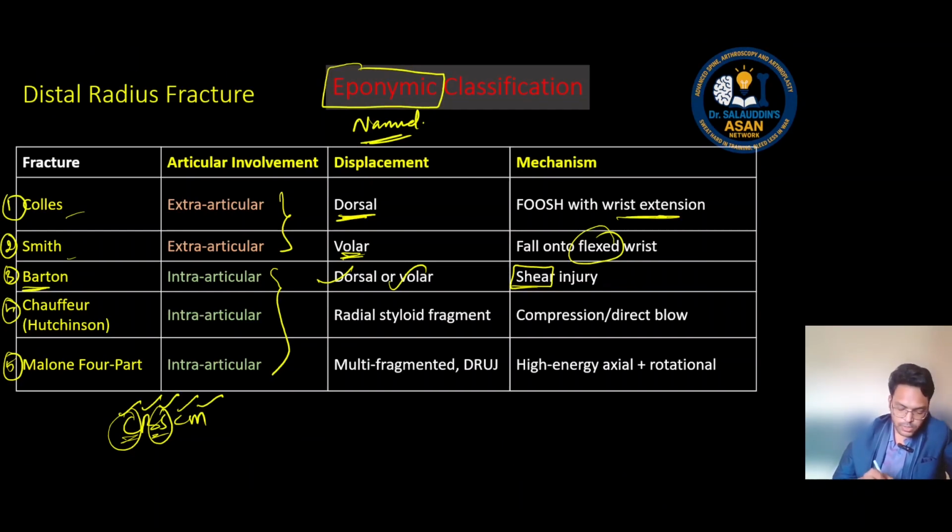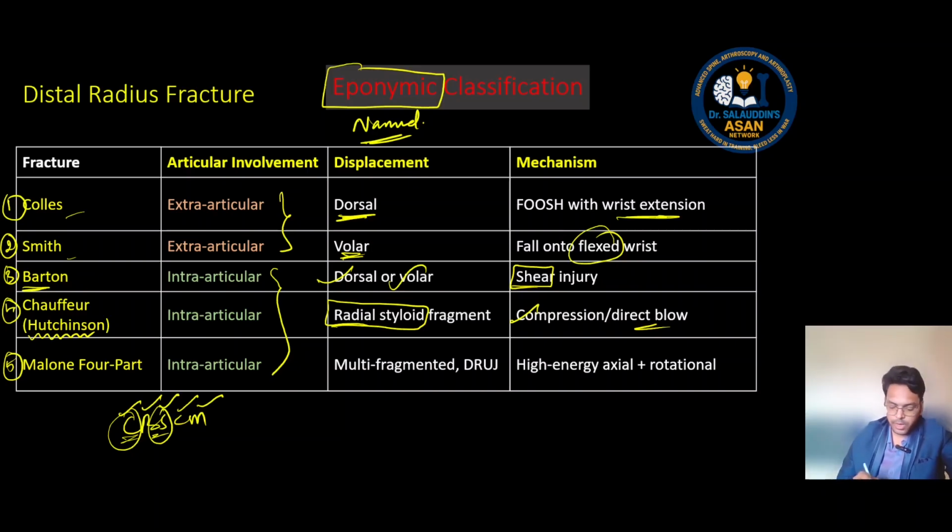Then the Chauffeur's is also called Hutchinson fracture. It is also an intra-articular fracture, but it's a radial styloid fracture. When the radial styloid in the intra-articular part is fractured, it is called Chauffeur's fracture. It is due to direct compression or a direct blow over the radial styloid.